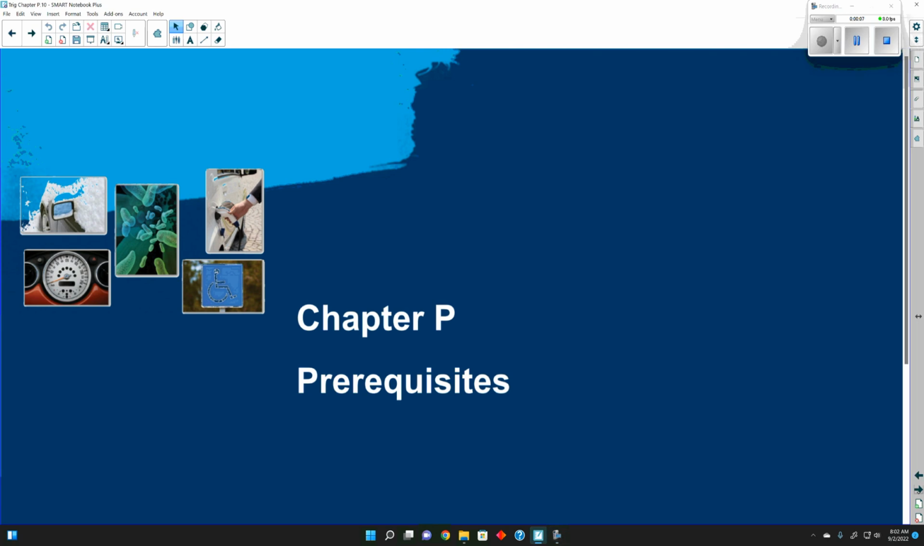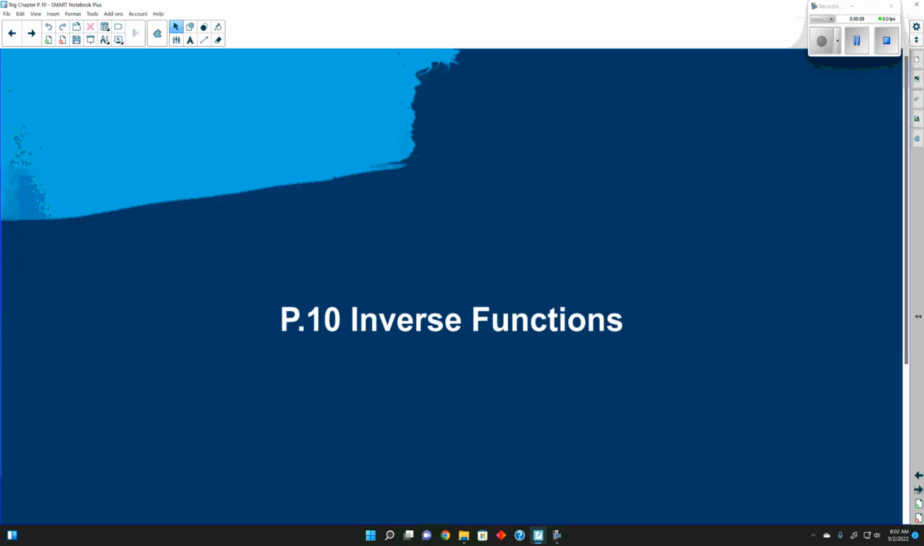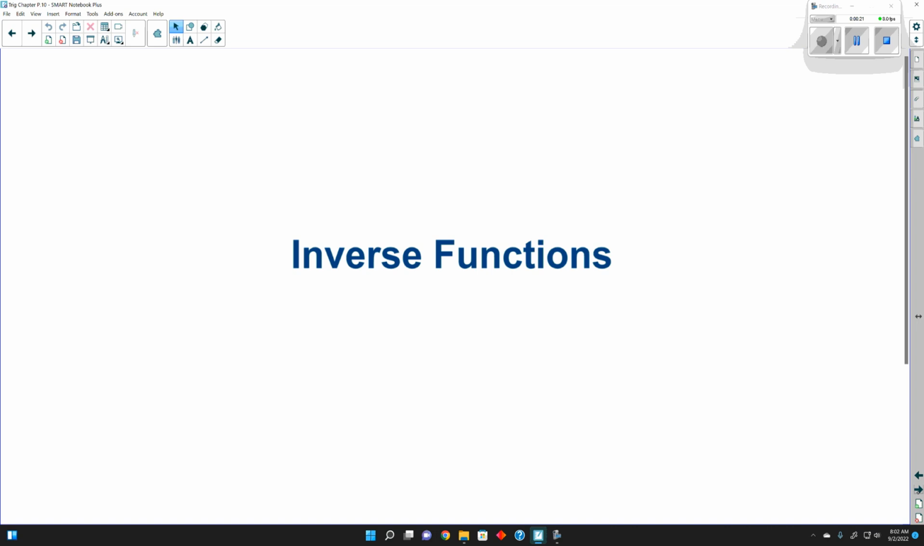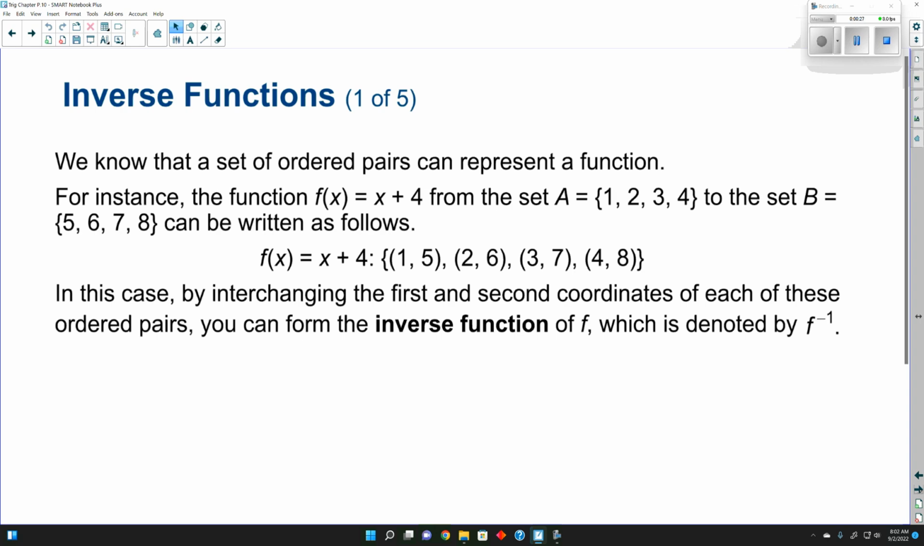But what we're doing today is finishing up chapter P. We're going to be finished with it today. And the last thing we're looking at is inverse functions, or finding a function's inverse, which is not anything new that y'all have not done already, because y'all have done this in Algebra 2 and Algebra 1. It's nothing really new.